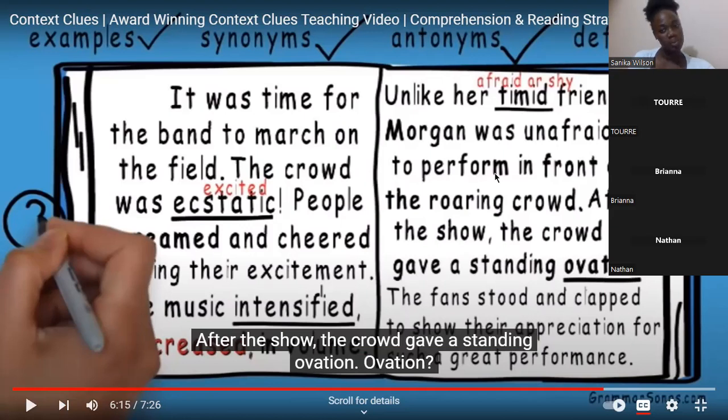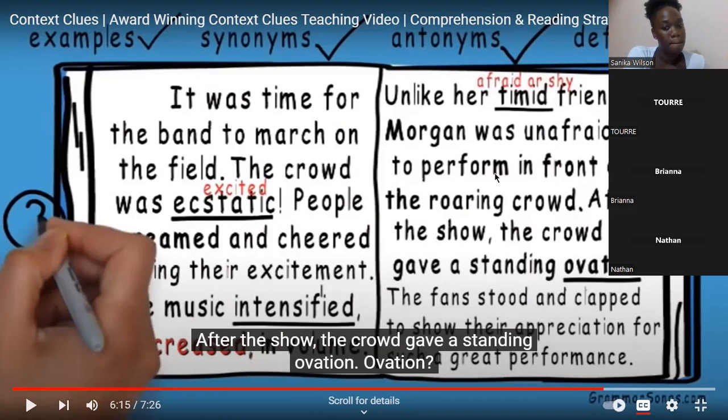Miss, it says the fans stood up and clapped to show their appreciation, miss. So that means standing ovation means to stand and clap, miss. Okay, so which context clue was it? Was it an example, synonym, antonym, inferencing, or definition?